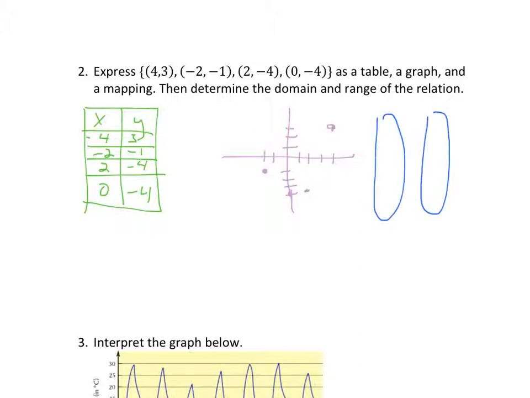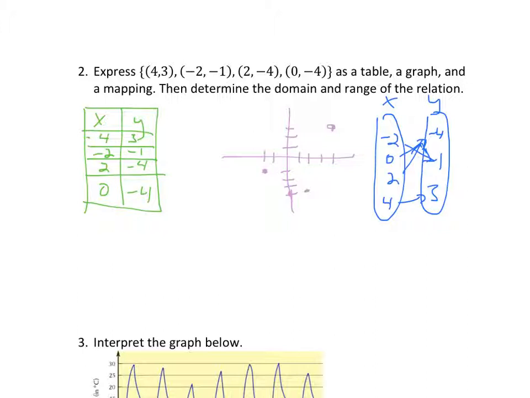And the mapping, x and y, their domain and range. Let's write them in increasing order for the x's this time. And for the y's, actually. -4. You don't need to write -4 twice here. You only need it once. And now the arrows. So -2 goes to -1. 0 goes to -4. 2 goes to -4 also. And 4 goes to 3. So those are 3 different ways of representing that same relation.